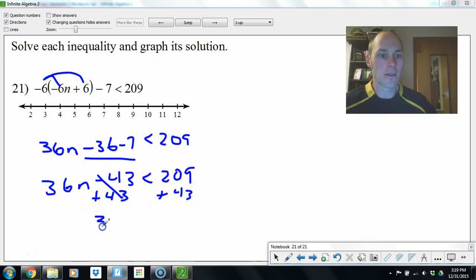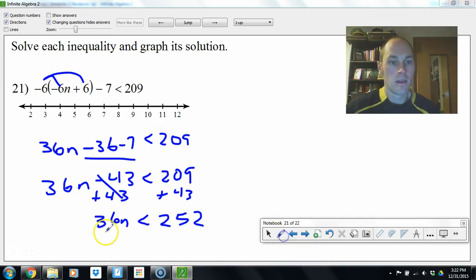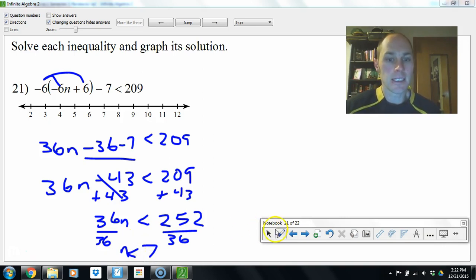Once I do that, I have 36n less than, is that 252? And then we divide both sides by 36 to get n all alone. 252 divided by 36 is 7, I believe. So n is less than 7. So when we graph that, we'll have an empty circle at 7. Choose a test point. 6. Is 6 less than 7? Yes. So our solutions will go that way.